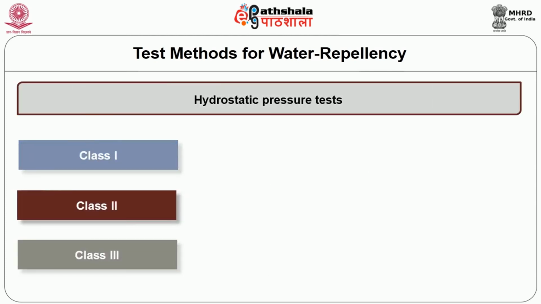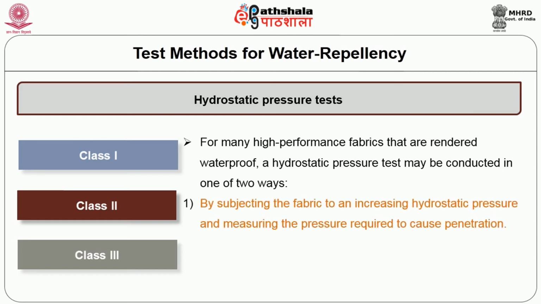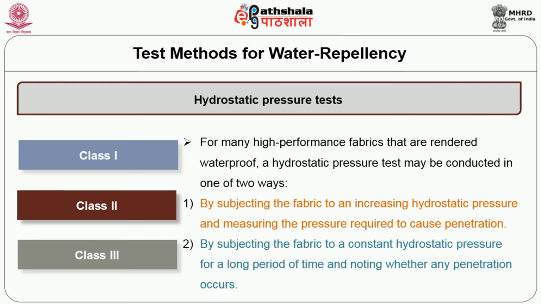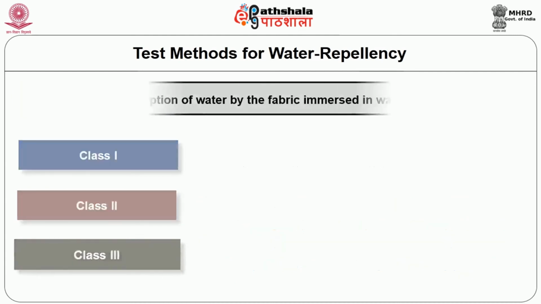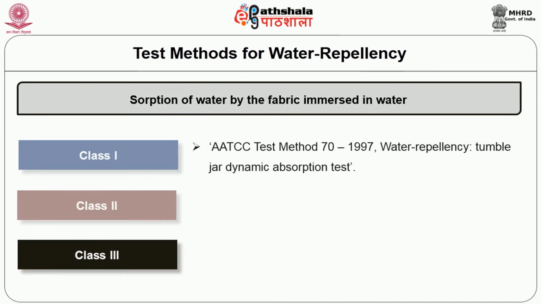Class 2, hydrostatic pressure test. For many high performance fabrics that are rendered waterproof, a hydrostatic pressure test may be conducted in one of two ways. The first one is by subjecting the fabric to an increasing hydrostatic pressure and measuring the pressure required to cause penetration. The second one is by subjecting the fabric to constant hydrostatic pressure for a long period of time and noting whether any penetration occurs. In class 3, absorption of water by the fabric immersed in water test, AATCC test method 70 was followed.